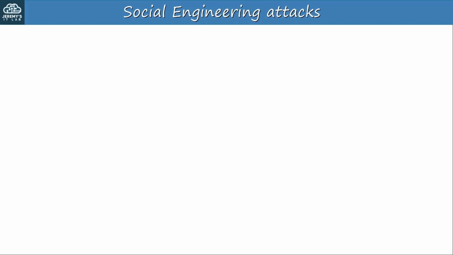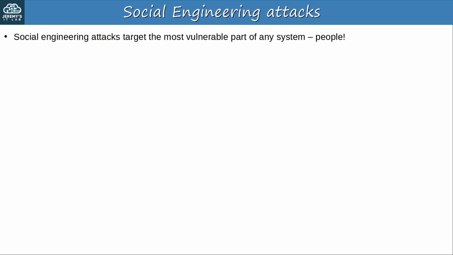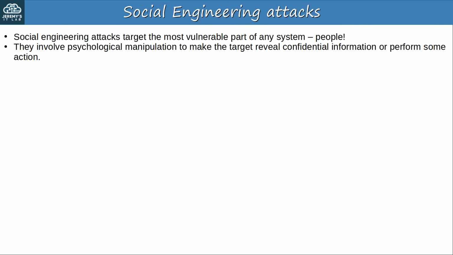Next up is a very dangerous category of attack: social engineering. Social engineering attacks target the most vulnerable part of any system, the people. This is something you have to be aware of when designing a security policy. No matter how many security features you configure on your routers, switches, firewalls, servers, PCs, etc., people are always a vulnerability that can be exploited. Social engineering attacks involve psychological manipulation to make the target reveal confidential information or perform some action the attacker tells the target to do. As with the previous attack types, there are various kinds of social engineering attacks. Here are a few common ones.